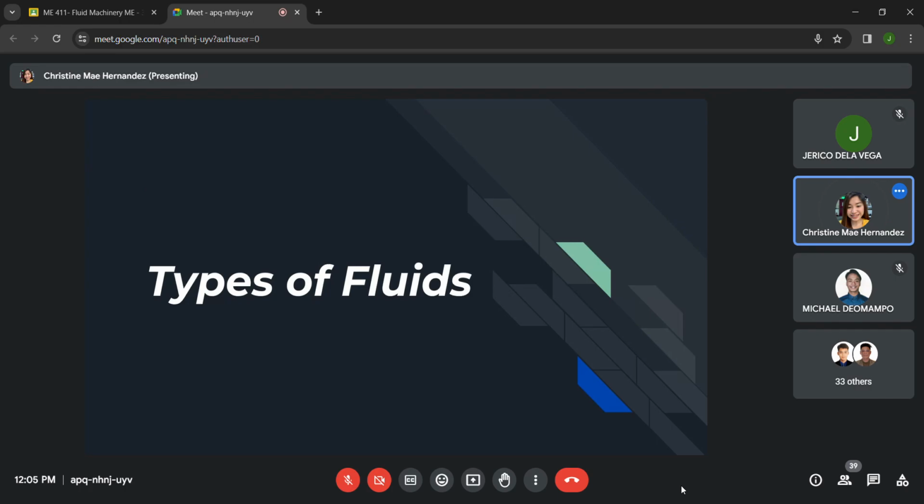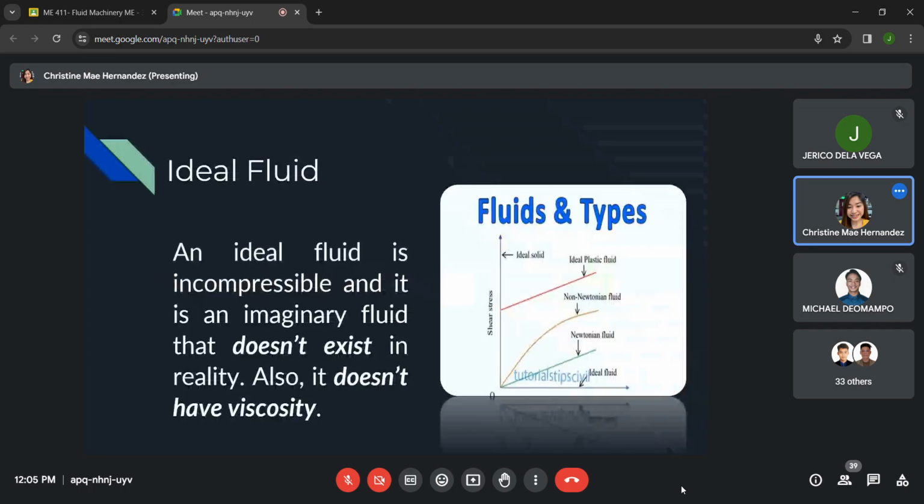Okay, next. Types of fluids. So, ideal fluid. Ideal fluid is incompressible and it is an imaginary fluid that doesn't exist in reality. Also, it doesn't have viscosity. Itong ideal fluid, also known as the perfect fluid daw siya. So, nobody's perfect, diba, kahit tao. And kahit si fluid, wala. Ibig sabihin, it doesn't exist in reality kaya siya tinawag na perfect fluid.